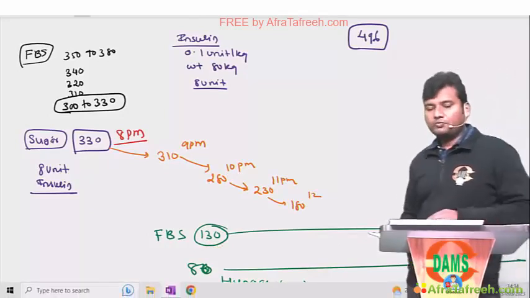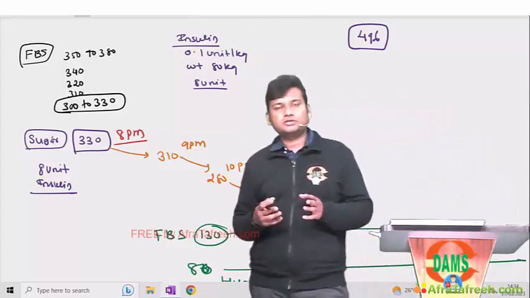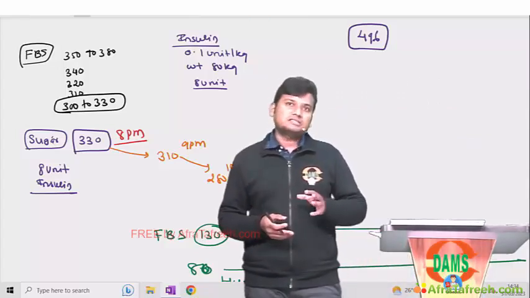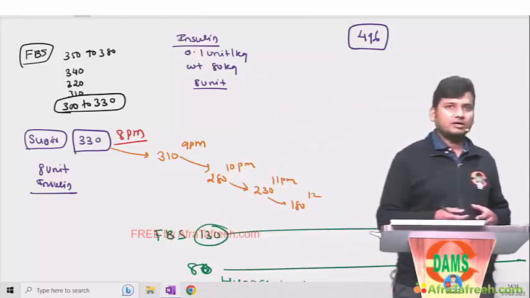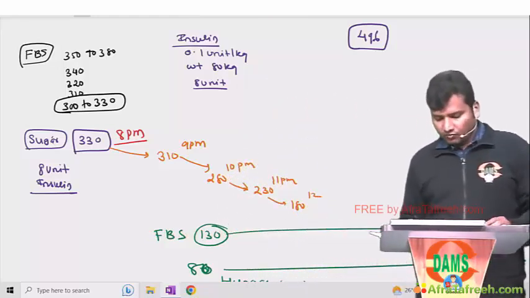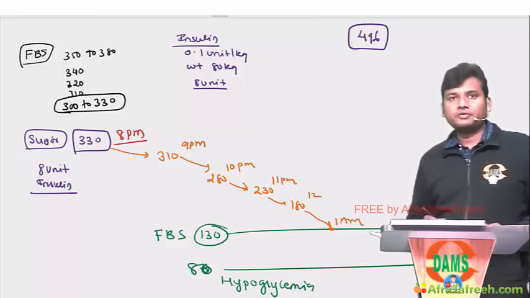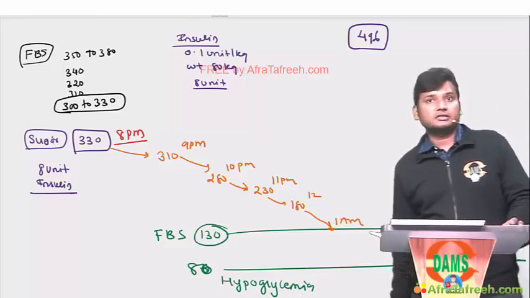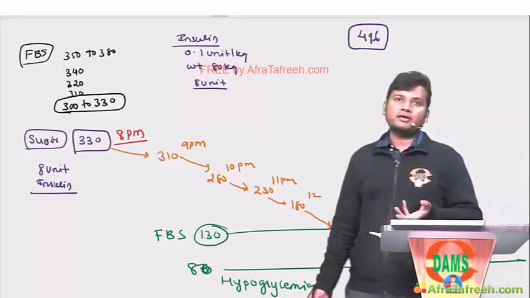Now the patient sleeps at 11 or 12. The patient will go to sleep. The patient is sleeping now, but we are checking the sugar levels, 1 hourly or 2 hourly. At around 1 a.m., sugar touches 130. So we are very happy that our target is reached at 1 a.m.